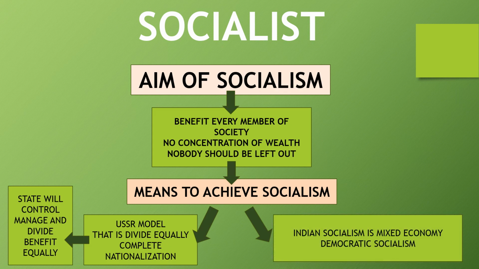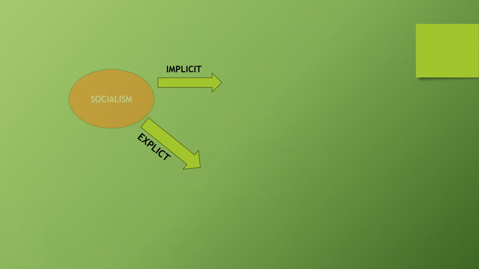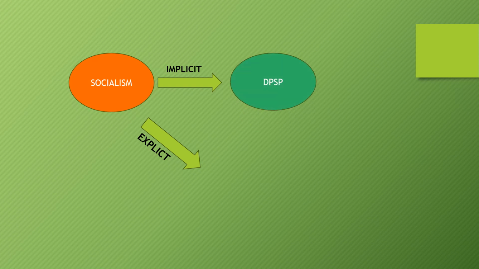And Indian socialism is mixed economy, that is called democratic socialism. Here in mixed economy, private sector and public sector coexist, and there is a concept of progressive taxation, etc. And the term socialist was added in 42nd Amendment Act of 1976. The term socialism was implicitly mentioned under DPSP, but after the 42nd Amendment Act 1976, this was explicitly mentioned.